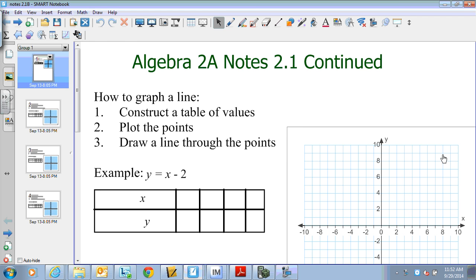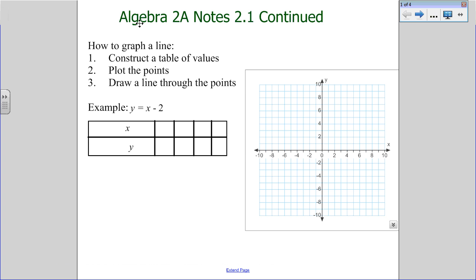Right, ladies and gentlemen, let's take a look at the second part of lesson 2.1. Now we're actually going to be constructing lines. We're going to be constructing linear equations. We know these are linear because x is raised to the first power. That's our linear function. So here we see y equals x minus 2.